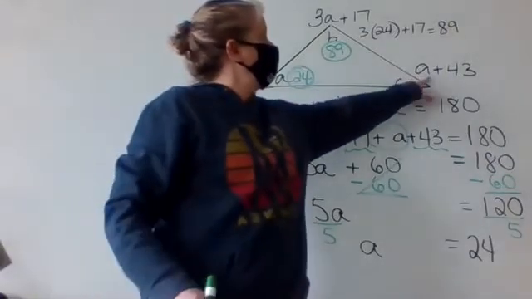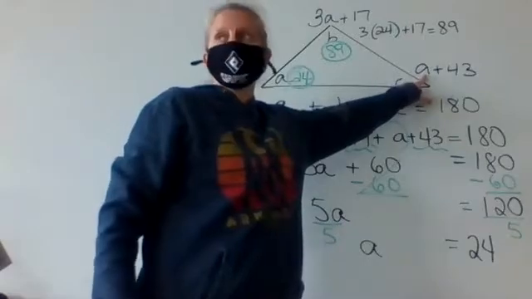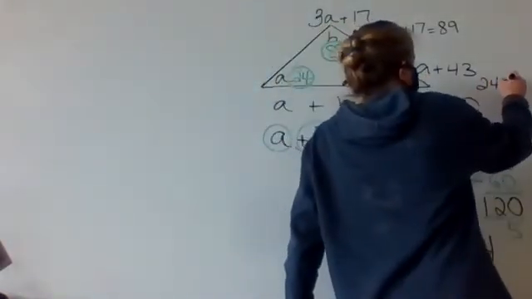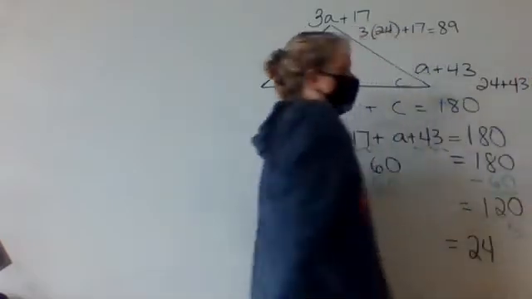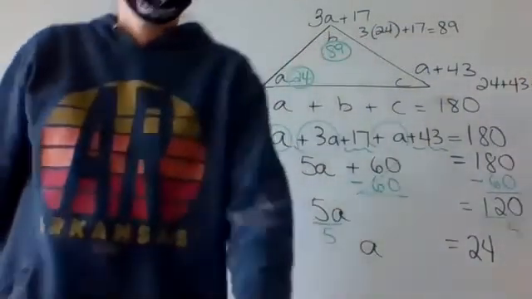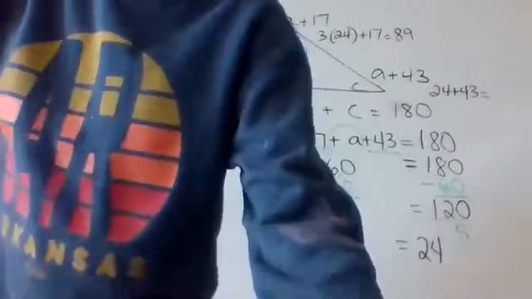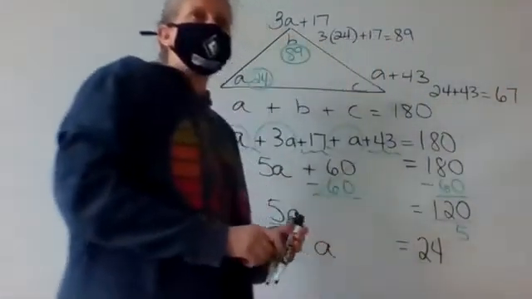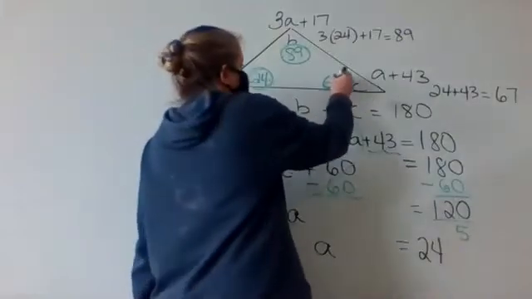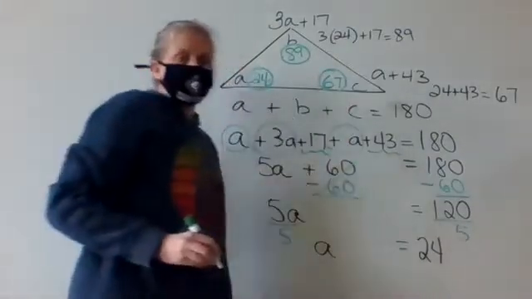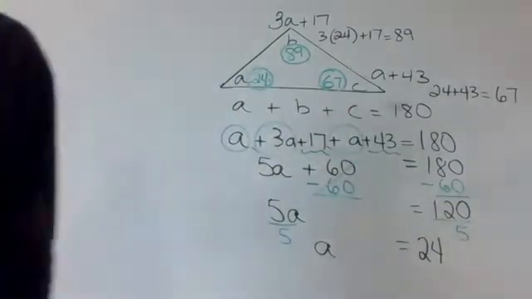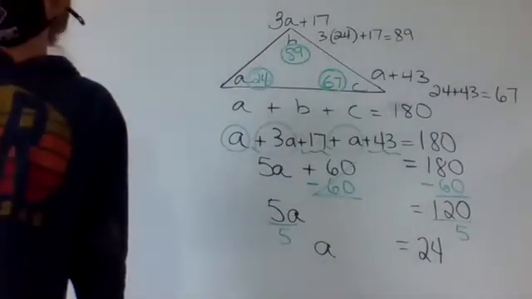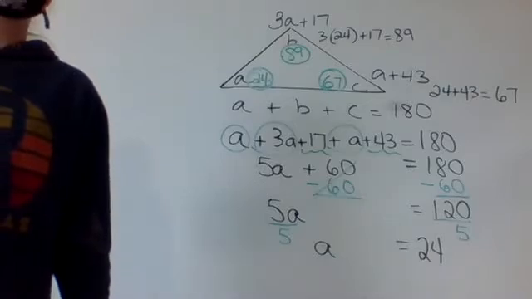And again, since I know what A is, I can put that 24 in this spot. So if I do that, I will have 24 plus 43. And if I add that together, it gives me 67. So just when I found out what angle A was, I could use the information that they gave me in the problem to find angle B and angle C from that.